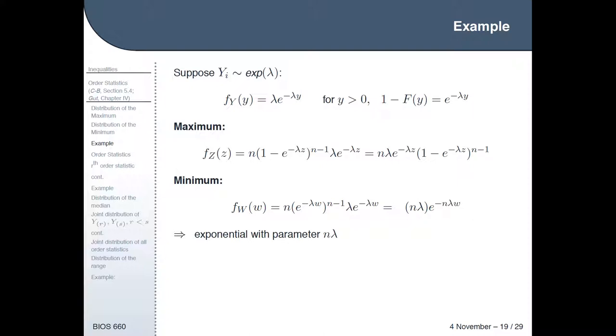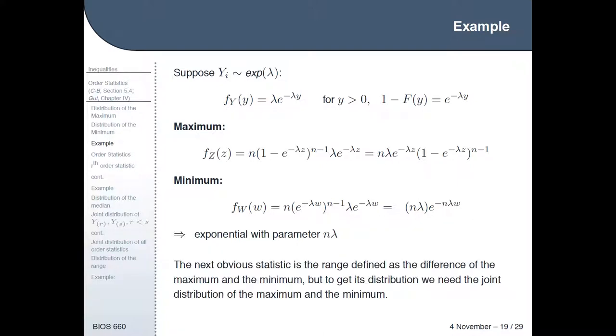Well, that's just the density of an exponential random variable with parameter n lambda. We've proven that if you have a bunch of exponential random variables and you take the minimum of the set, that minimum is just another exponential random variable with a different rate parameter.